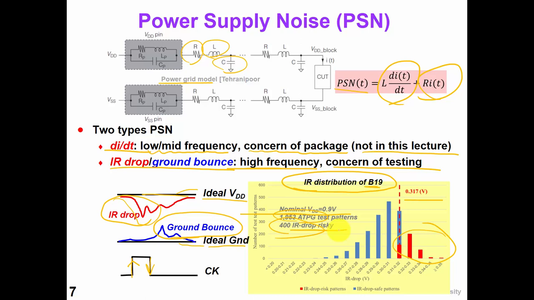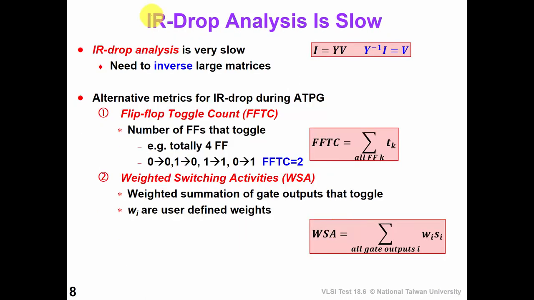So we can see that we need to solve this problem when we generate ATPG test patterns. However, IR drop analysis is a very slow process. The current I is equal to the conductance matrix Y multiplied by the vector V. If we want to solve for the voltage V, then we need to perform an inverse on the conductance matrix Y, which is a very large matrix. So this is a very time-consuming process.